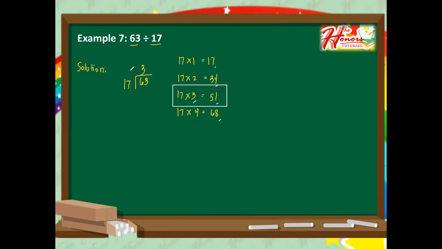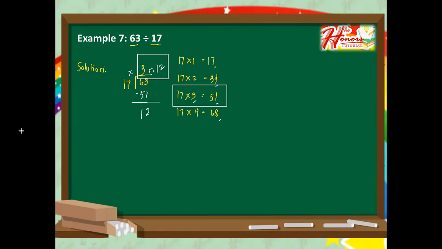Next, we have to multiply 3 and 17. No need to compute because you have here 51. So we have here 51. And then of course, we have to subtract. 3 minus 1 is 2. 6 minus 5 is 1. So that's 12. Don't forget to write your remainder. It's 3 remainder 12. And that's it. This is the answer for example 7.